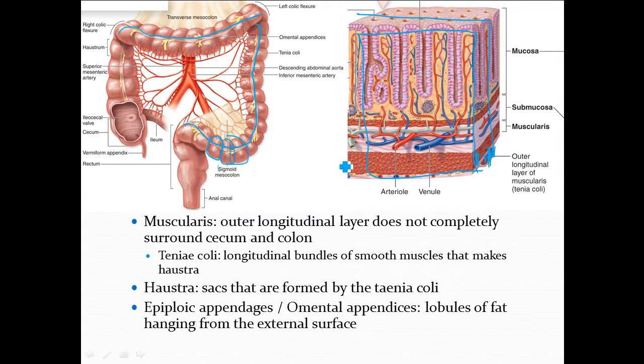At the tinea coli, you see these fats that come off of it. This is called the epiploic appendages, also called the omental appendices. And these are just small fats that hang on the tinea coli.